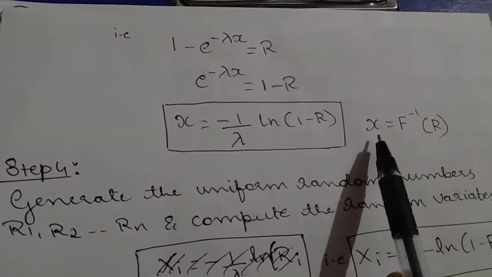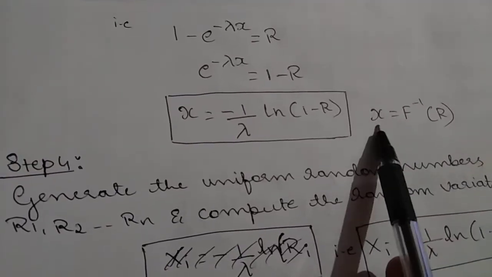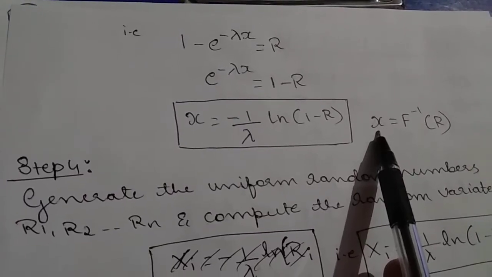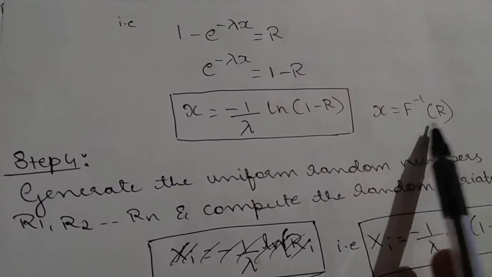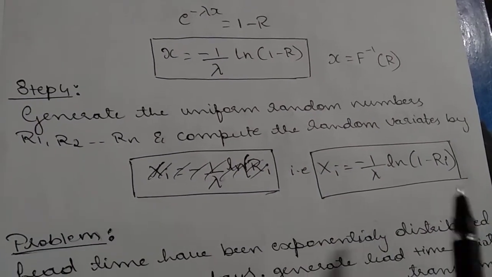This can be written as x is equal to f inverse of r. I'm just solving for x. F of x is equal to r means x is equal to f inverse of r. And the final last step is your formula.